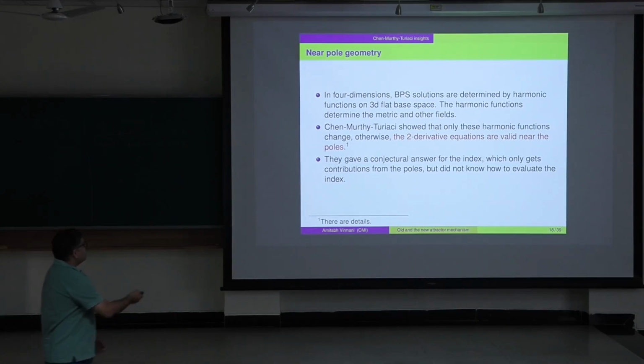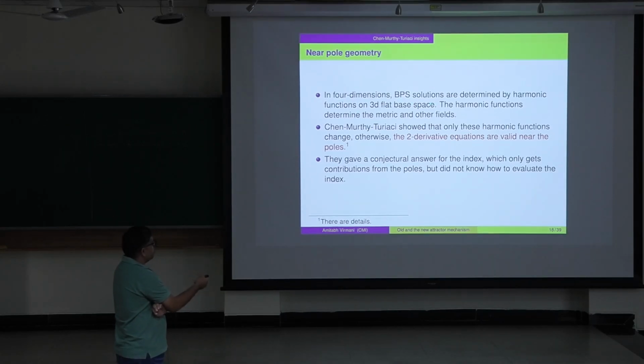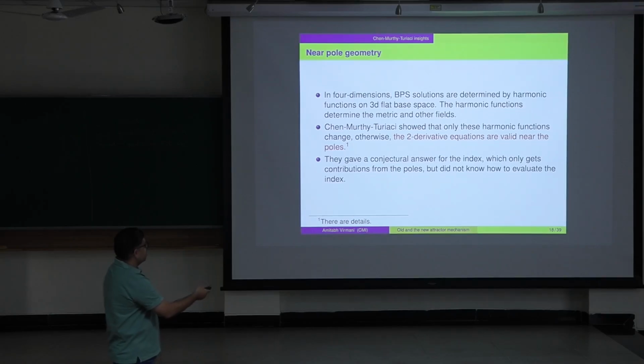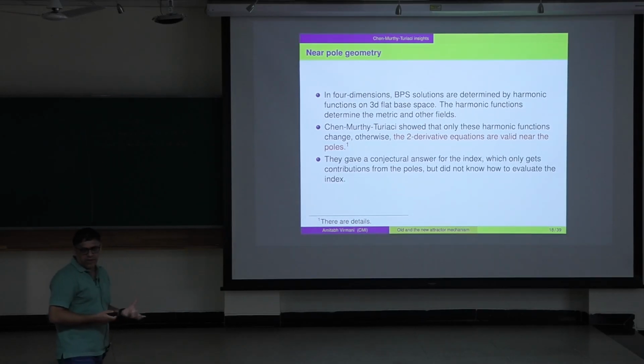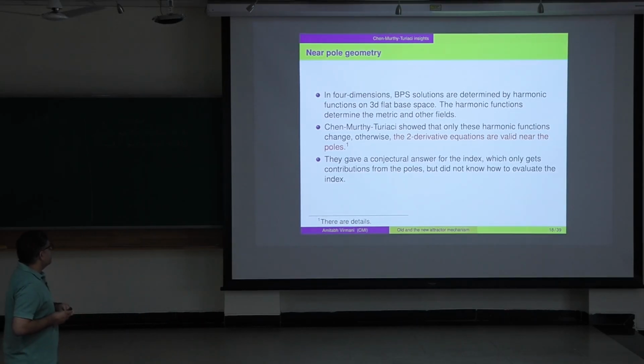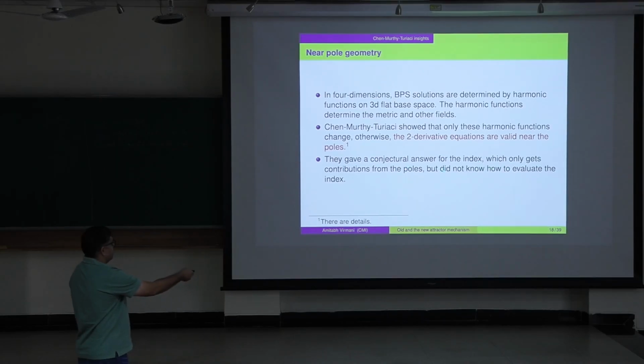Okay, so now in four dimensions, the BPS solutions are determined by harmonic functions on a three-dimensional flat base space. The harmonic functions determine the metric, everything. So the question is really, if you know the harmonic functions, then you know everything about the solutions. And what Chen, Murthy and Turiaci were able to argue is that although these harmonic functions change, the two-derivative equations remain valid near the poles. So harmonic functions will change, the changes will depend on the higher derivative terms, but once you know the harmonic function, you can construct the metric near the poles using the two-derivative equations of motion. This was the main insight they gave. And then they gave some conjectural answer for the index, and they conjectured that it only gets contributions from the poles, but they did not know how to evaluate the index from the poles.